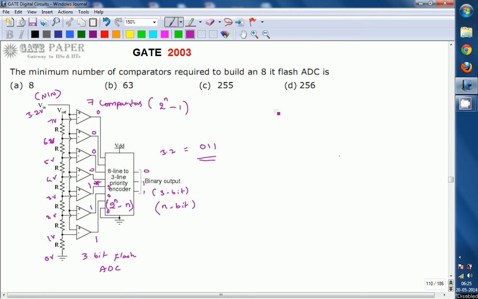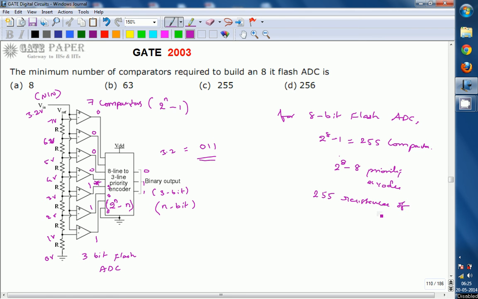So for an 8-bit flash ADC, we require 2 power 8 minus 1, which is 255 comparators, and it requires a 2 power 8 to 8 priority encoder and 255 resistances of equal value. So these are the hardware components it requires.